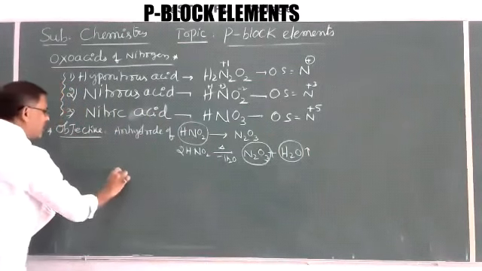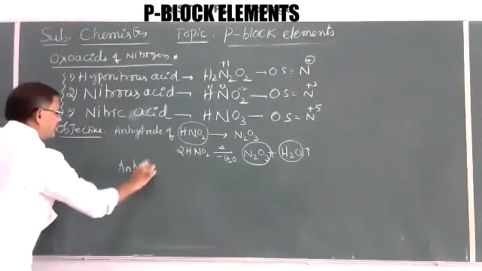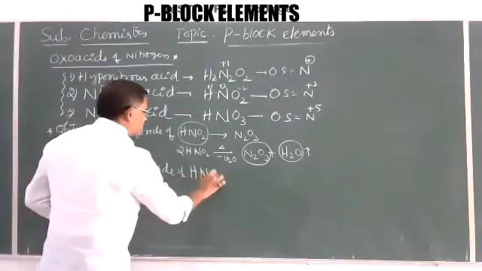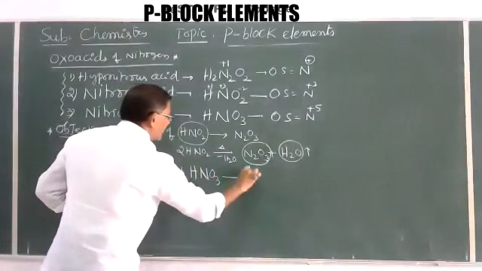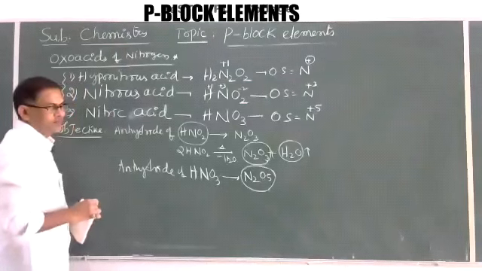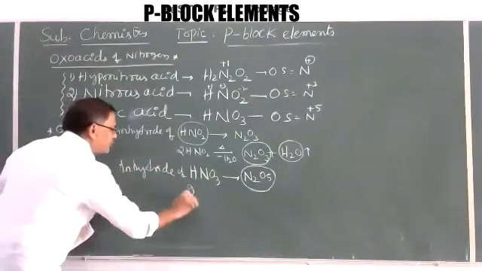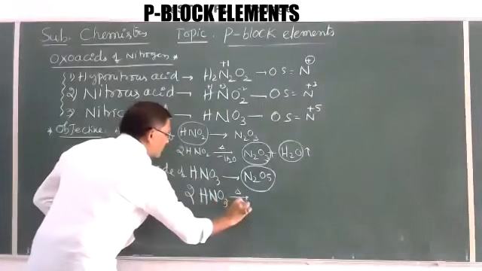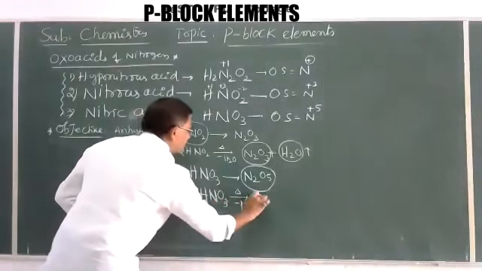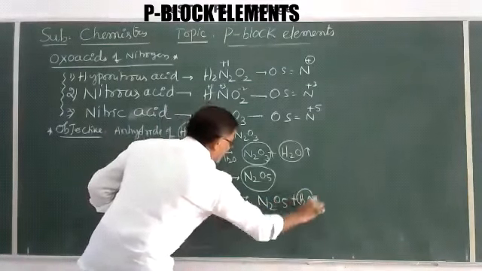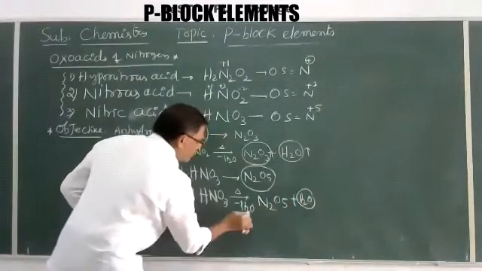And another one, the second one, is the anhydride of HNO3, which is N2O5, nitrogen pentoxide. Very important. Now here 2 moles of HNO3, on heating, eliminate water, H2O. Here it gives N2O5 plus water. Here we can write the minus, here N2O5.